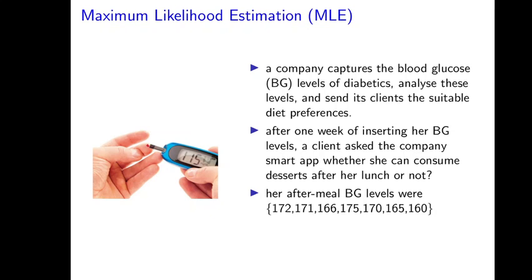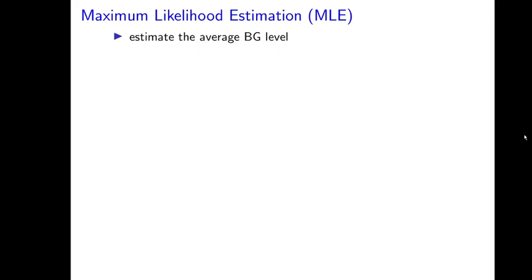Her after meal blood glucose levels were 172, 171, 166, 175, 170, 165, and 160. So these are the 7 data samples that the company received from its client. And the question now is, what should the application recommend to this particular client? The goal in this problem is to estimate the average blood glucose level to draw a certain conclusion and send certain preferences to this client.